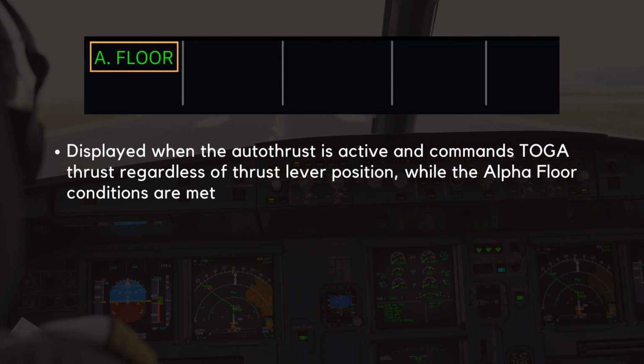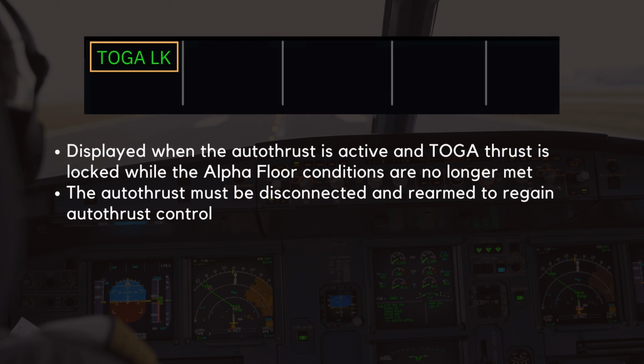Alpha floor is displayed with green text in an amber box when the autothrust is active and commands TOGA thrust regardless of thrust lever position, while the alpha floor conditions are met. TOGA lock is displayed with green text in an amber box when the autothrust is active and TOGA thrust is locked while the alpha floor conditions are no longer met. The autothrust must be disconnected and rearmed to regain autothrust control.